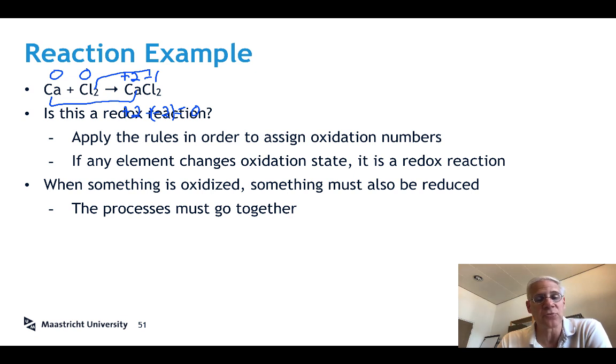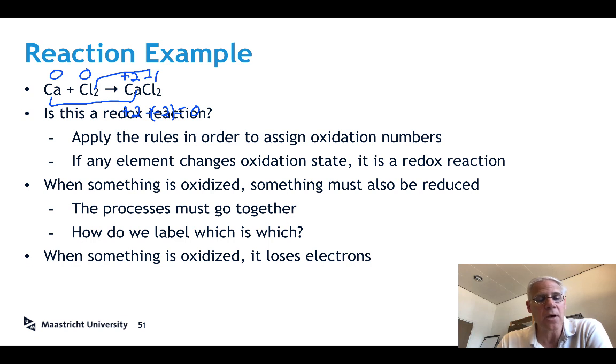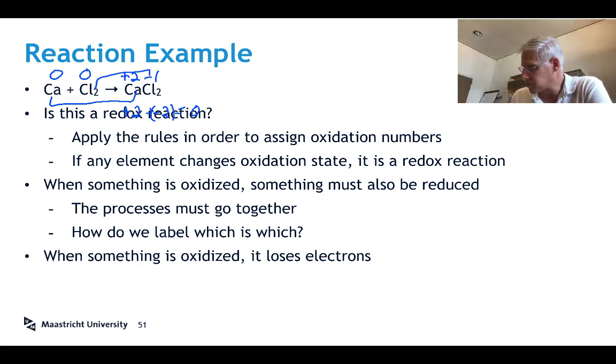There's no such thing as a reduction reaction. There's no such thing as an oxidation reaction. You can have half reactions of those, but those two things always have to go together to make a whole reaction. So how do we label which of these is which? Well, when something is oxidized, it loses electrons. We see that the calcium went from a 0 to a plus 2, and so that means that it lost 2 electrons. So the calcium in this example was oxidized.